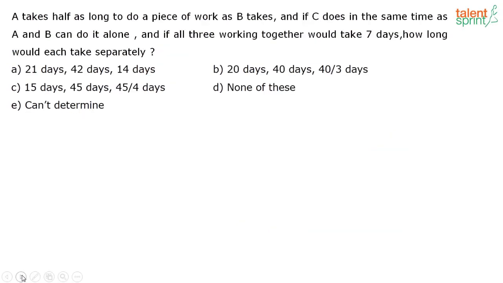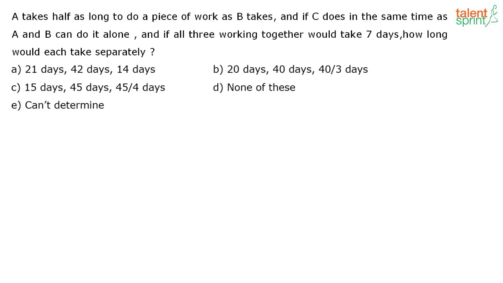Now let's look at the next question. A takes half as long to do a piece of work as B takes, and C does it in the same time as A and B together. If all three working together would take 7 days, how long would each of them take separately?